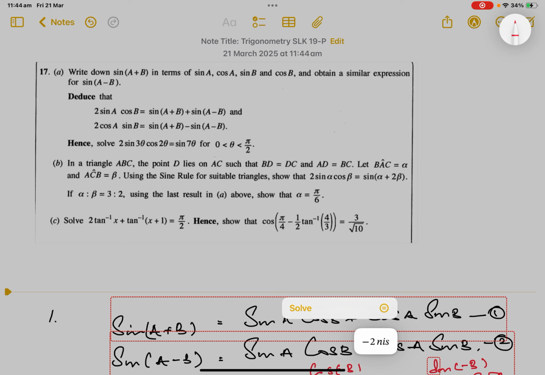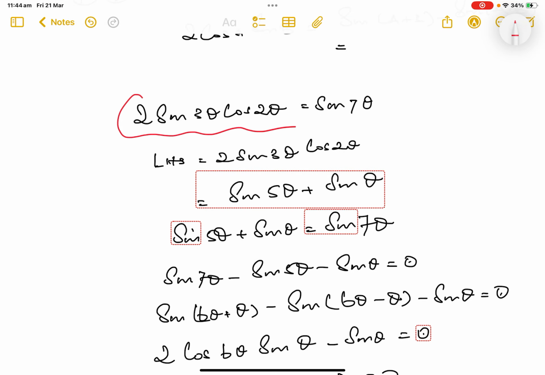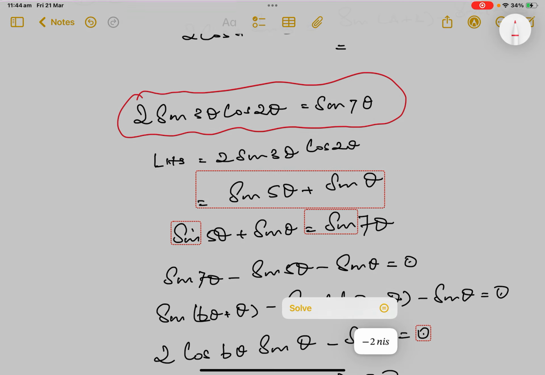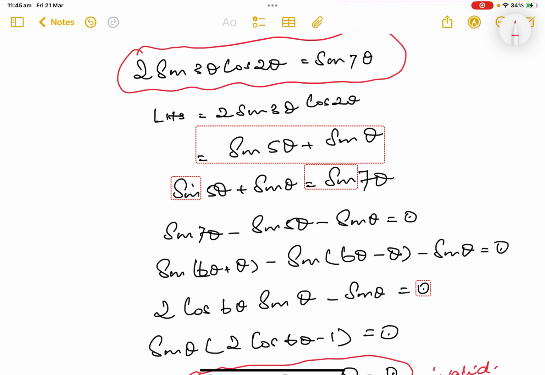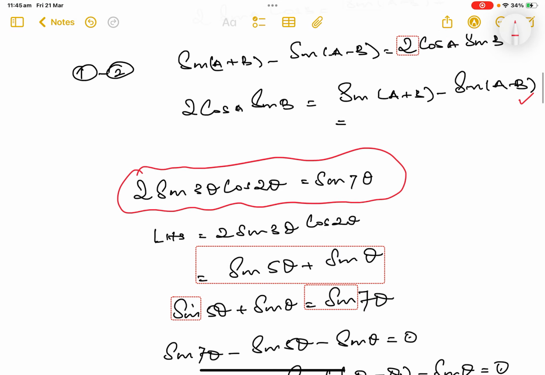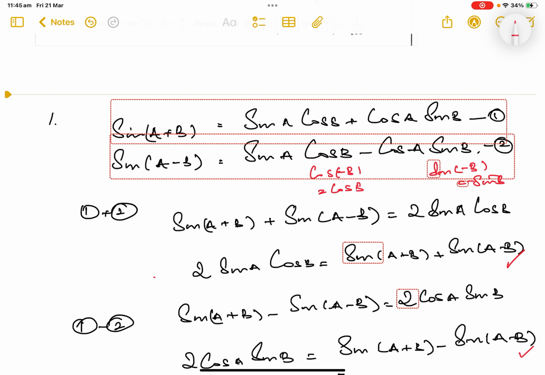Let's hence solve 2 sine 3 theta cos 2 theta equals sine 7 theta. That is the equation given that we need to solve, to find the value of theta, where the range is given as theta greater than 0 and less than pi by 2. Let's do that. This is the equation we've been given. I'm taking the left hand side, sine 3 theta cos 2 theta. We are going to use the 2 sine A cos B equation.